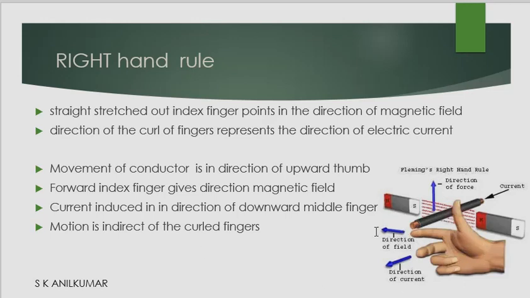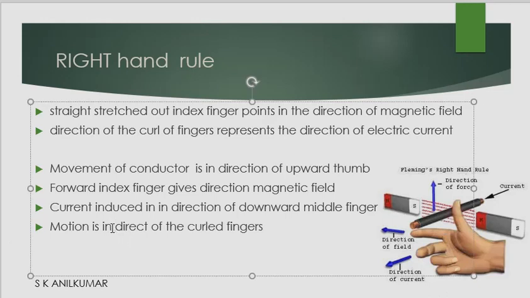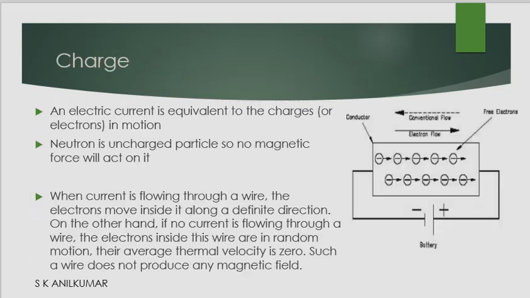The forward index finger gives the direction of the magnetic field. Current induced is in the direction of the curled fingers. Motion is in the direction of the thumb.